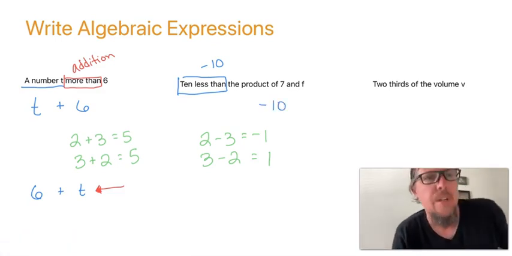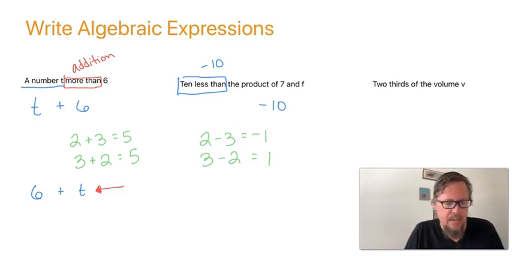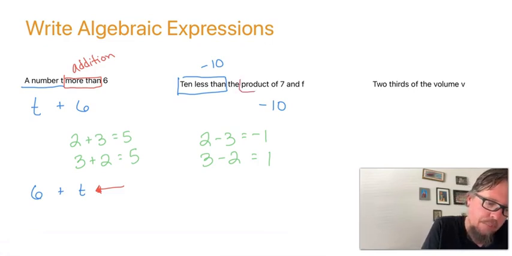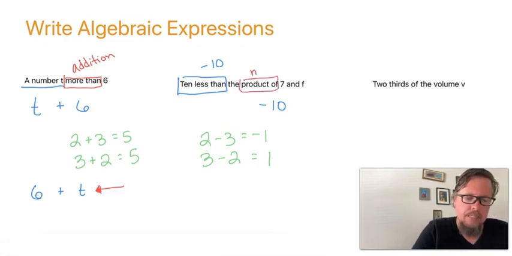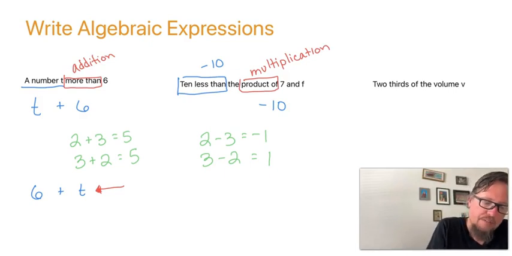Well, 10 less than what? The first part has 10 less than. The second part says the product of 7 and f. So product is another one of our fancy math words. The product of means multiplication. What are we going to multiply together? Well, it says the product of 7 and f, so that means 7 times f.